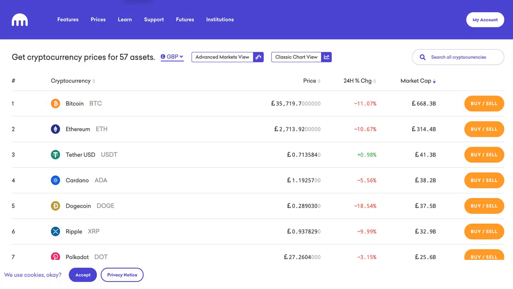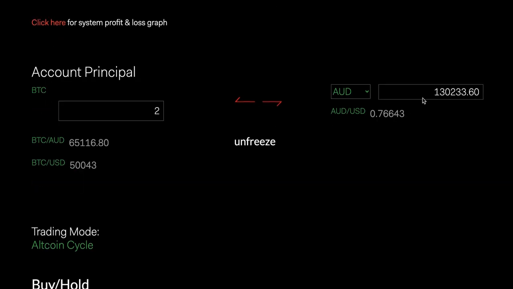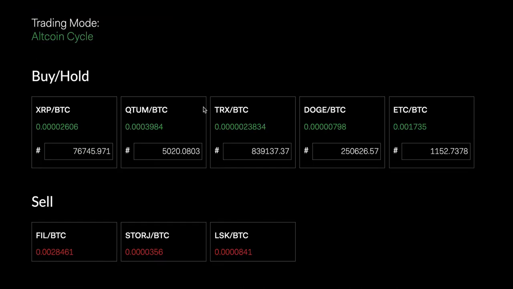Very simple. So let's go over it one more time. Step 1, you put your account balance in, either in Bitcoin or Australian dollar, then you go down here and you buy all these coins. 1, 2, 3, 4, 5. Now they should be equal amounts, and these are the amounts of each coin that you buy. And it does all the maths for you and does all the working out, and you just follow this, and this is the way it happens.